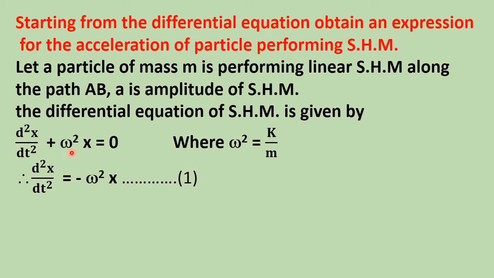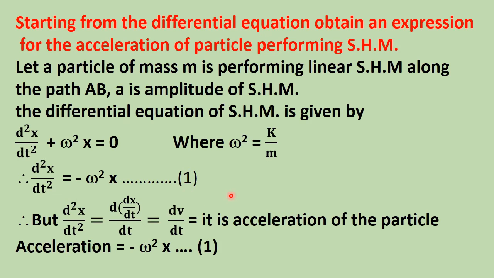Now simply we transfer the term from one side to the other side. Therefore we get d square x upon dt square equals minus omega square x, and this is our equation number 1. Now d square x upon dt square is d of dx of dt, therefore it is dv upon dt. That means it is the acceleration of the particle.